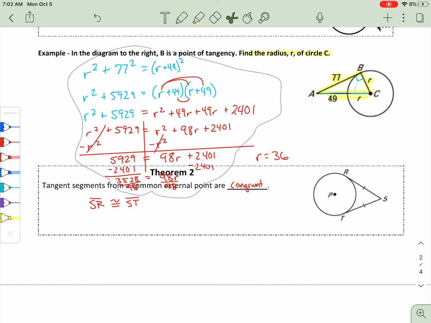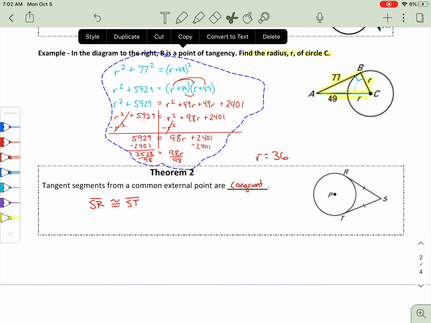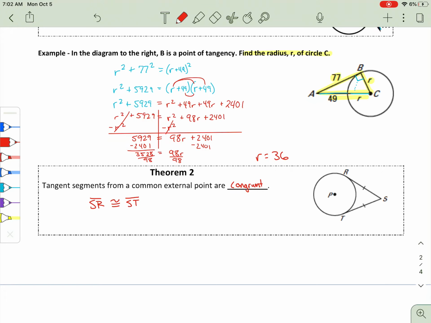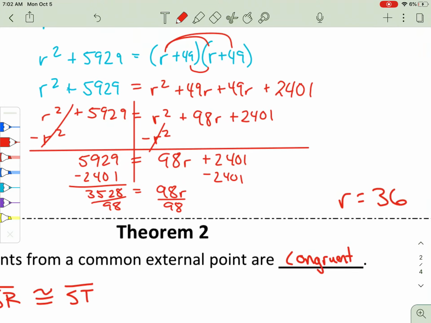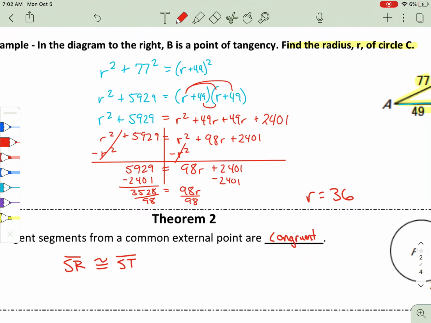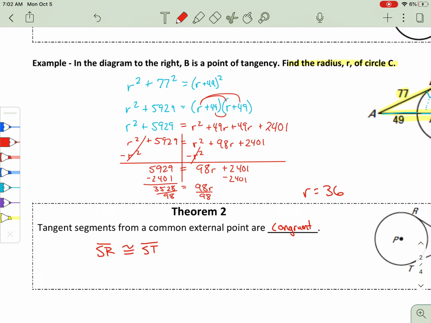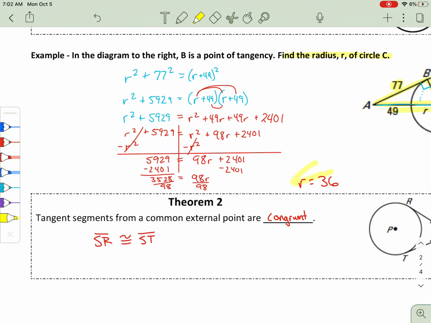So a little bit of work here to find that, but honestly it's not that difficult. It's just remembering that you can combine like terms, add and subtract, or how to FOIL, right? So r equals 36, there's our answer. We're done with that because that's what I wanted to know, was find the radius.